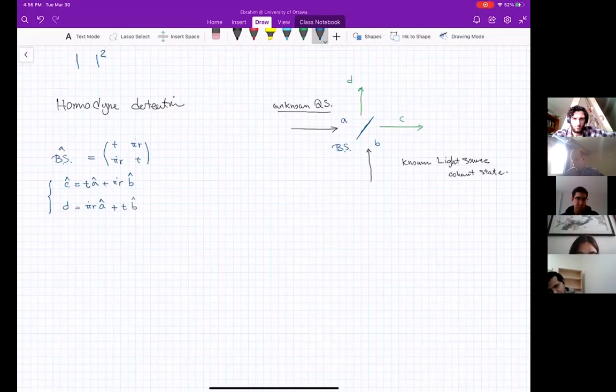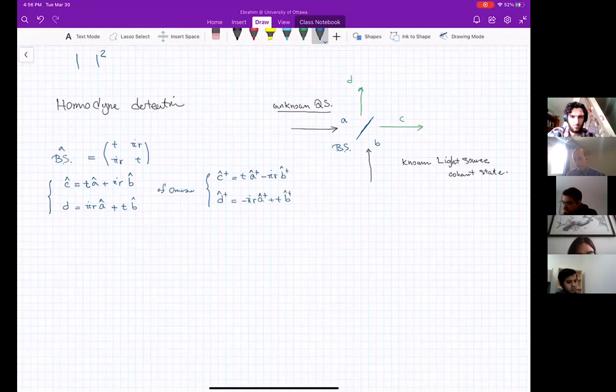Good. And of course, we know the conjugate creation operators. C dagger is T A dagger minus iR B dagger, and D dagger is equal to minus iR A dagger plus T B dagger. Remember that T and R are real quantities here. For a balanced beam splitter they are 1 divided by square root of 2. All right, excellent.